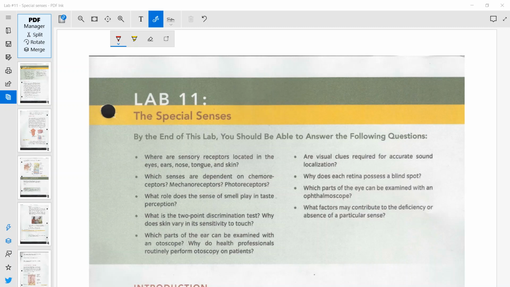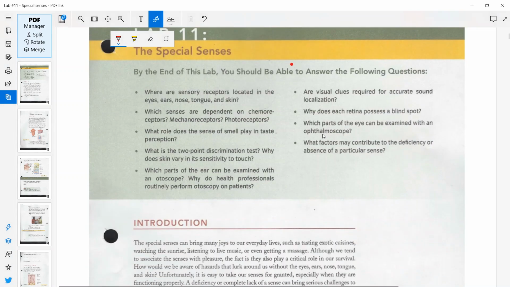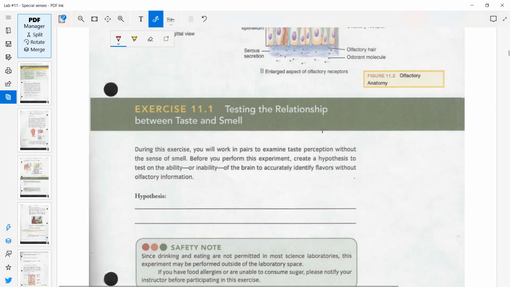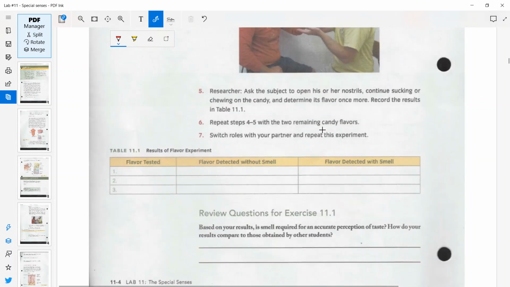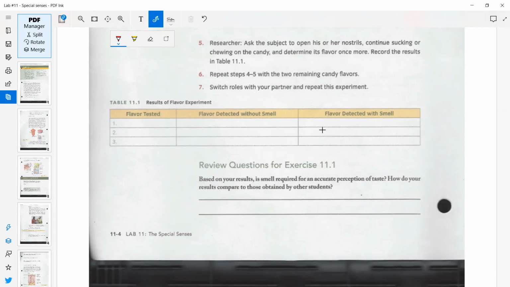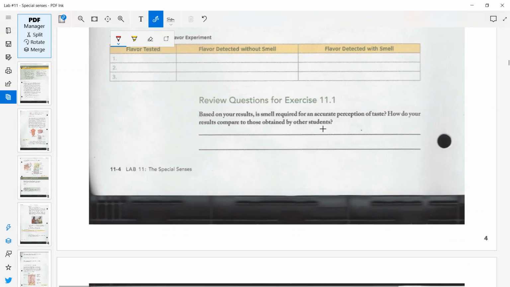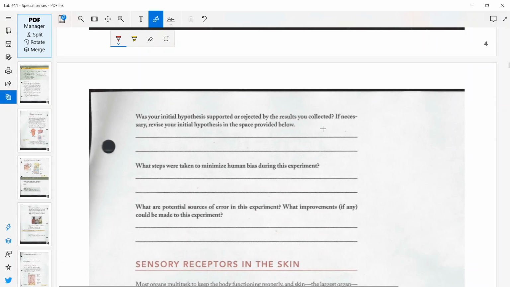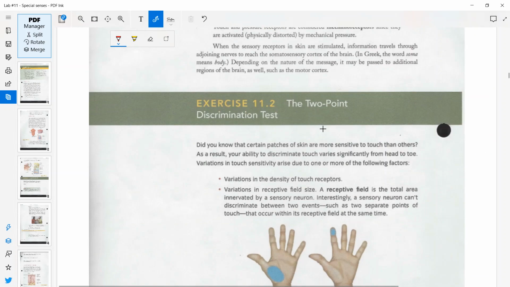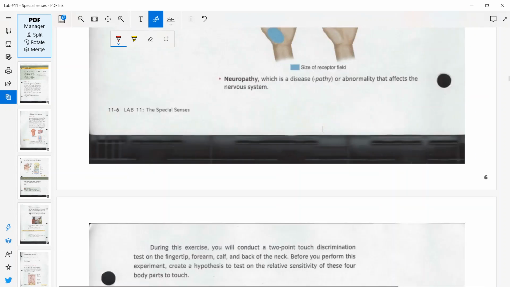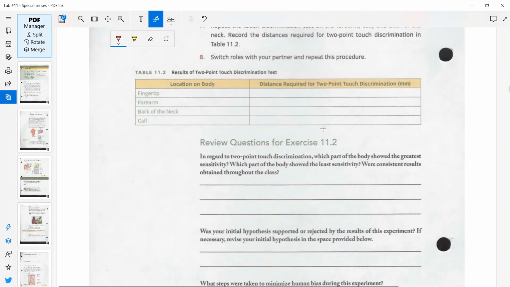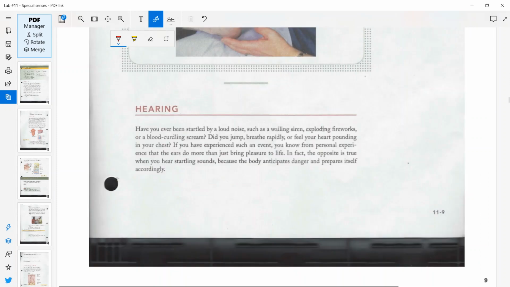Alright everybody, so we're going to be talking about the special senses lab. And I'm going to draw some stuff, answering certain questions. So we did that little lab with the flavor testing. We're not going to do anything about this one. Okay, just this. Potential sources, sensory receptors in the skin. The 2-point discrimination test. We did that one too. So you're going to just have these questions answered.